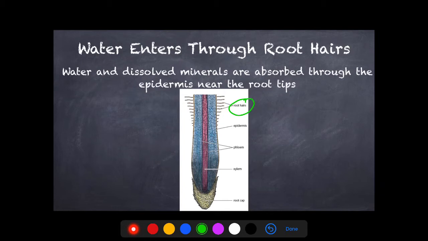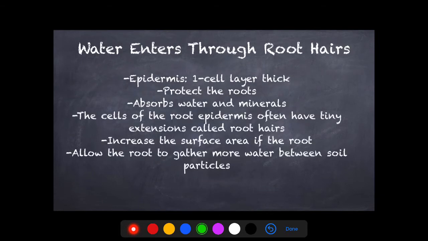And these root hairs are extensions of the epidermis. The epidermis is this really thin covering on roots, on leaves, on stems that we'll learn about. And they help to take in material as well as provide a protective layer for the actual root. So, like I said, what is the epidermis? The epidermis is one cell layer thick. That is pretty thin, actually.